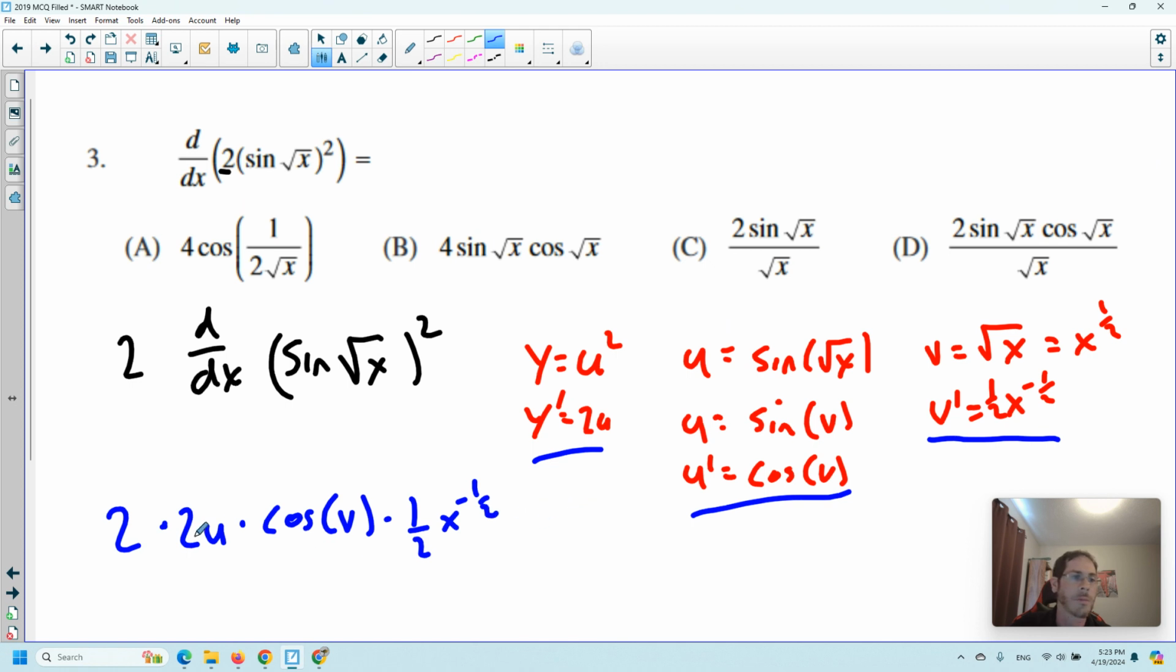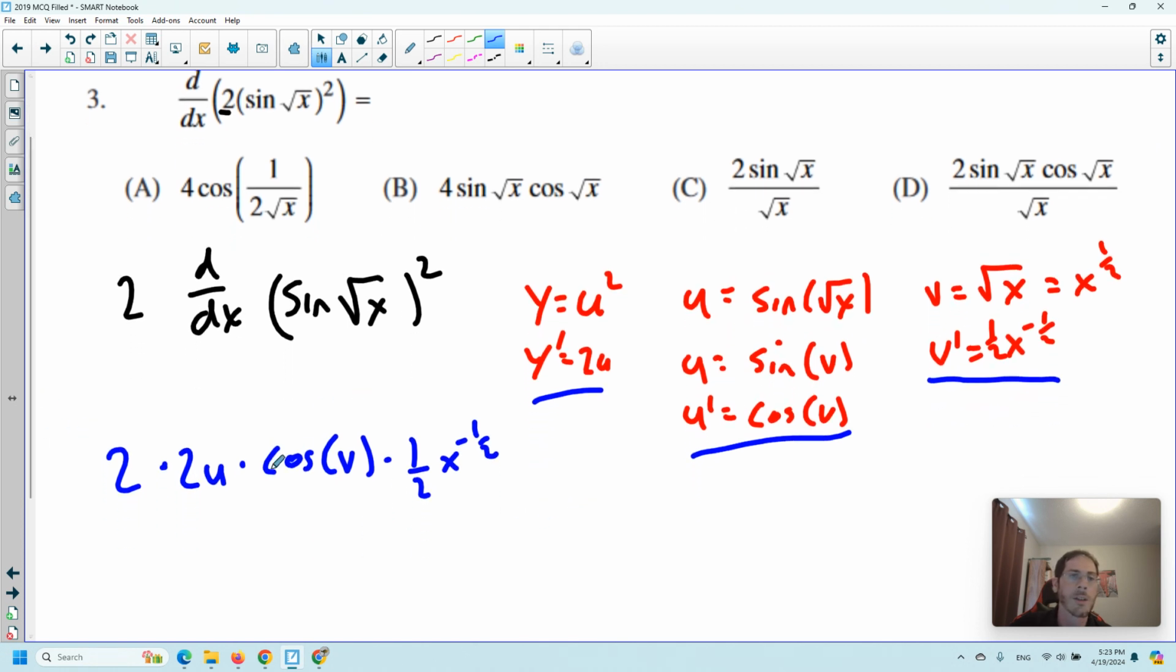All right, let's start to simplify things. So we know what u is, and we know what v is. So we get 2 times 2 is 4 times 1/2. Well, those two things will just cancel out. So 2 sine of radical x, because that's u, times cosine of v. V is radical x.